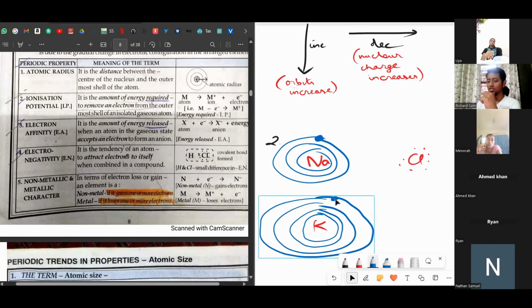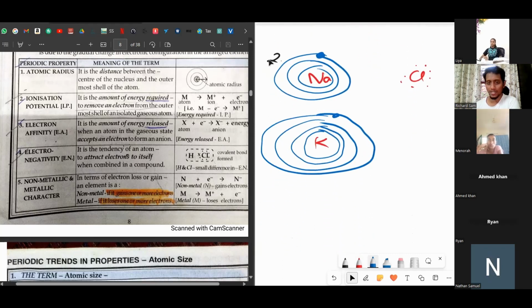So do you need more energy to remove that electron or less energy to remove this electron? Less energy, because it's not held very strongly. Okay, so as the atomic size increases when you go down, lesser energy is needed to remove that electron from the outermost orbit. Is everyone clear with that?